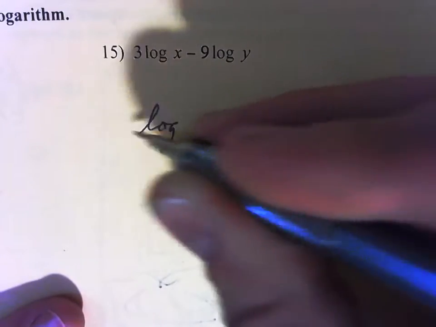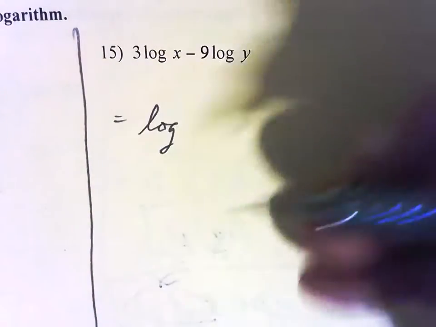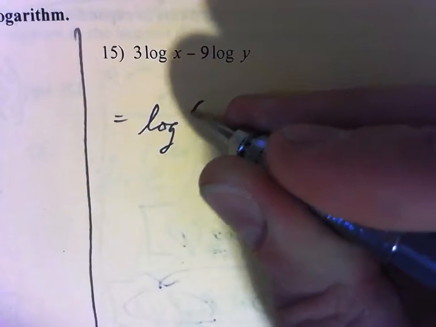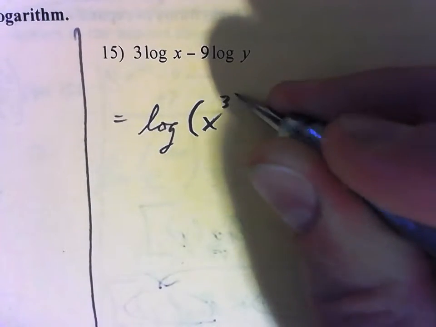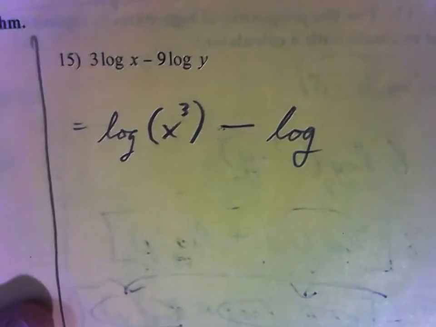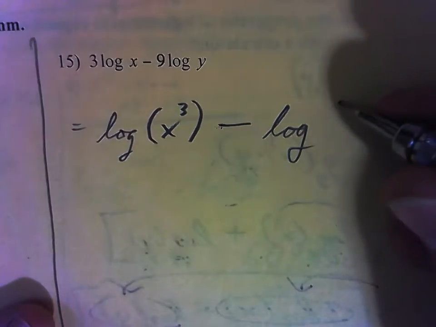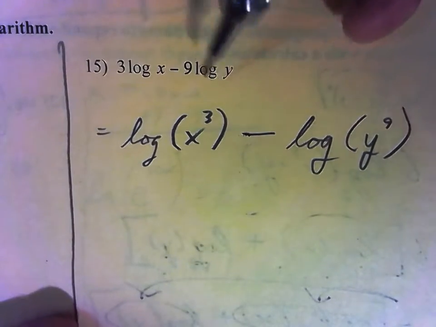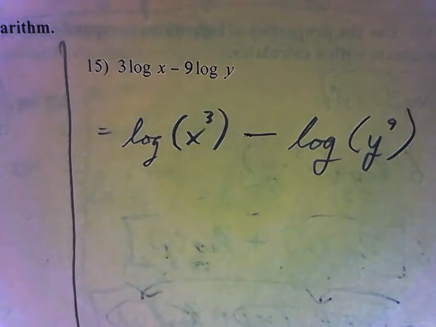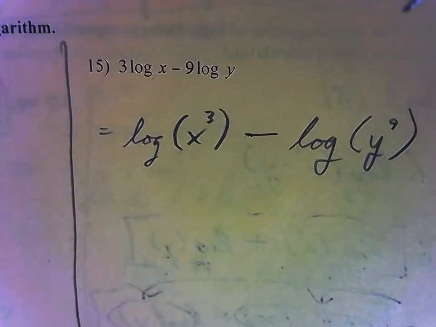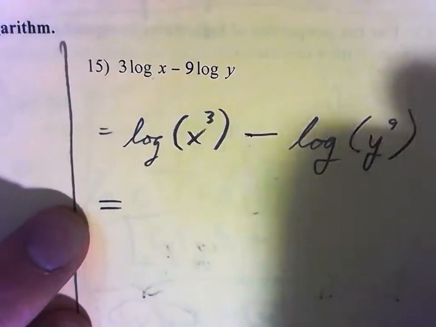Okay, now number 15, similar for the first step. I'm going to use the power property going kind of in reverse. So that's going to become x to the 3rd, and this is going to become y to the 9th on the inside of this log here. And since there's no base written, we should assume it's 10, I believe. So since there's no base written up here, you don't need to write it down here. It's assumed it's 10 if there's none written.